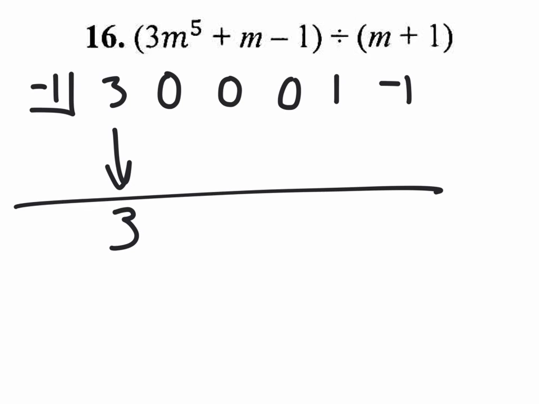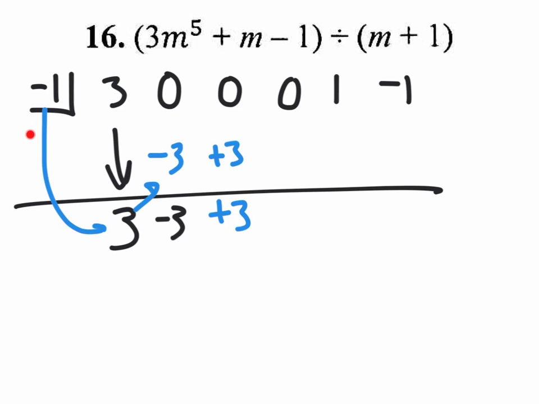3 that comes down. And as you multiply negative 1 times 3, you get negative 3, correct? And as you combine 0 and negative 3, you're going to get negative 3. And as you multiply negative 1 times negative 3, what do we get up here? Positive 3. And as you combine 0 plus 3, what do we get? Plus 3. And as we multiply negative 1 times positive 3, what do we get? Negative 3. And as we combine 0 minus 3, what do we get?